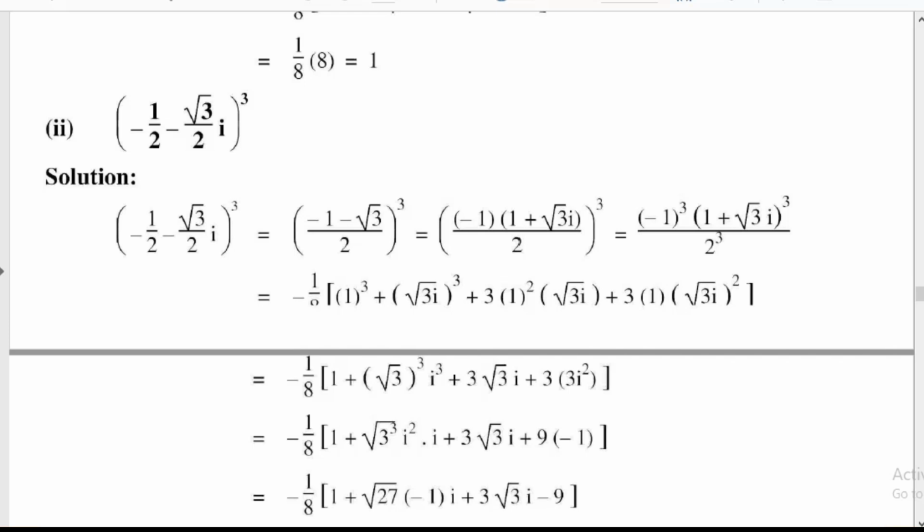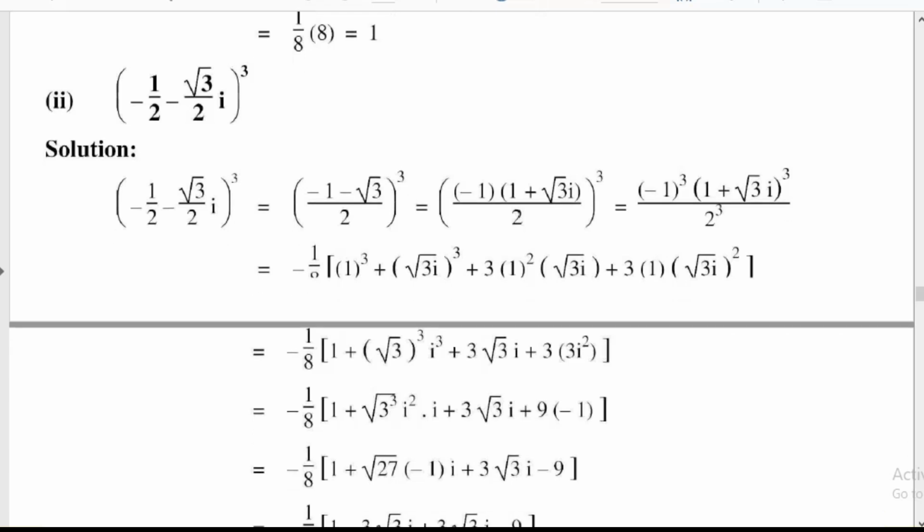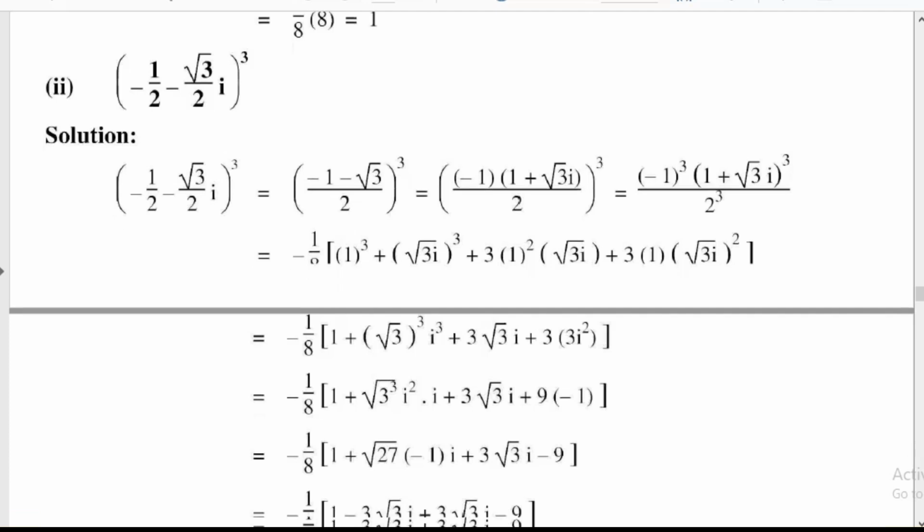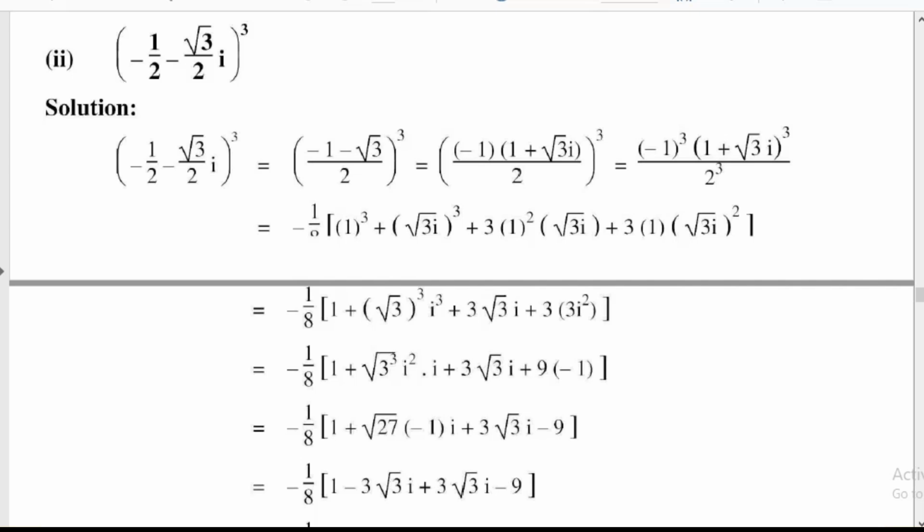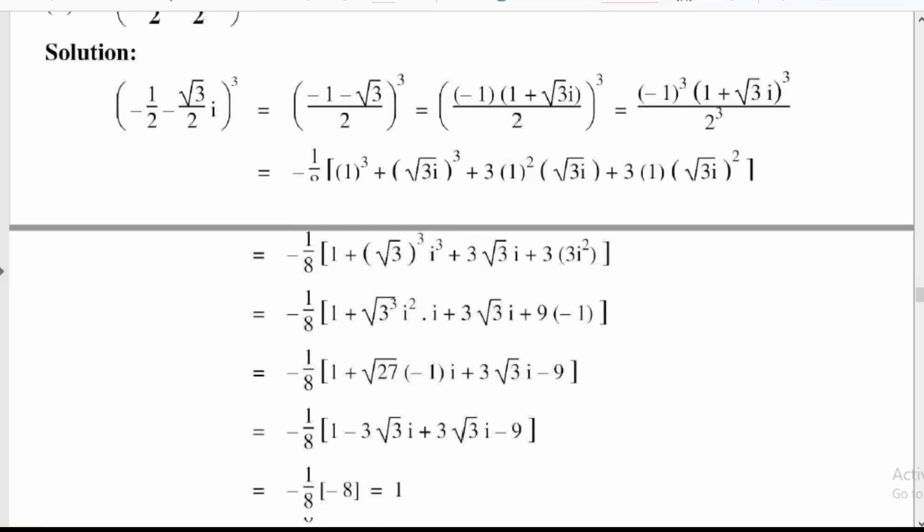Iota square is equal to minus 1, so 3 under root of plus 9 into minus 1 is equal to minus 9. So under root of 27 can also be written in the form of 9 times 3, and 9 is the square of 3. So take 3 under root of 3 iota plus 3 under root of 3 iota. So plus 3 under root of 3 iota minus 3 under root of 3 iota cancel. So minus 9 plus 1 is equal to minus 8. So minus multiply minus, plus 8 cancel, which is equal to 1.